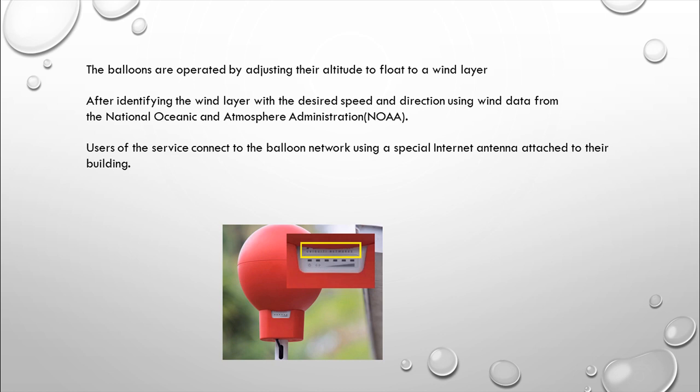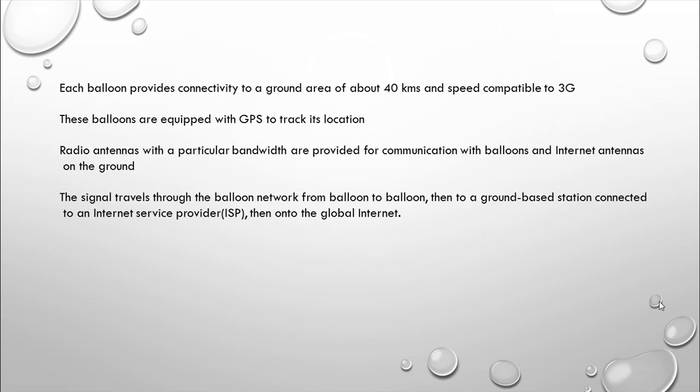Users of this service connect to the balloon network using a special antenna attached. Each balloon provides connectivity to a ground area of about 40 kilometers, with speed compatible up to 3G, so that we can use mobile phones also with this internet. These balloons are equipped with GPS to track their location and to monitor and control them, so that at times when the balloons are hit by any obstacles, they can be replaced.